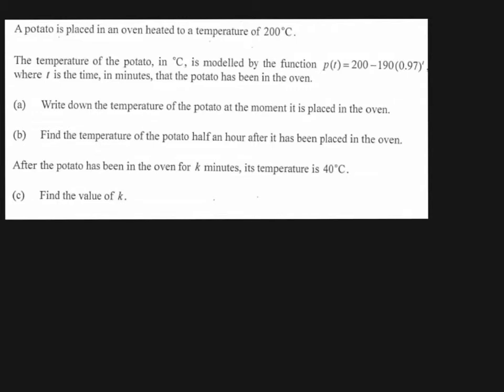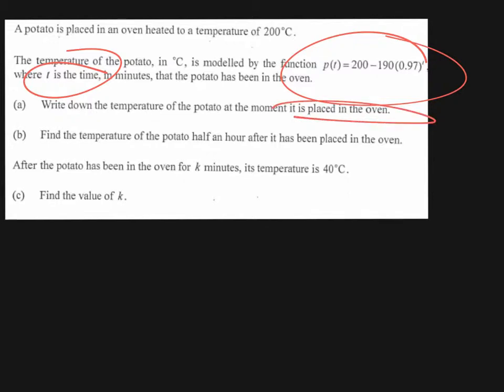In question 13, we are looking at baked potatoes, and we are given a function which enables us to find the temperature of the potato 2 minutes after it's been placed in the oven. And in the first instance, we're asked to write down the temperature of the potato at the moment it is placed in the oven. So the key thing to take away from here is that they are basically telling you that the time is equal to 0.